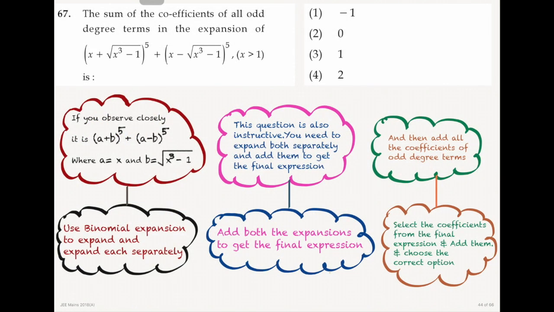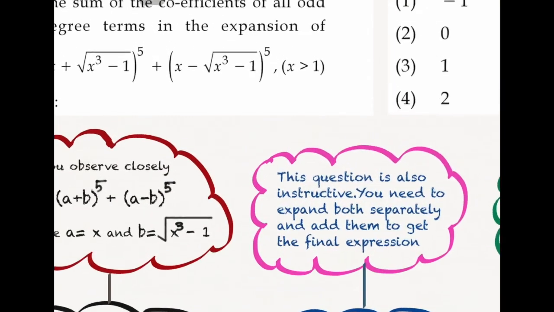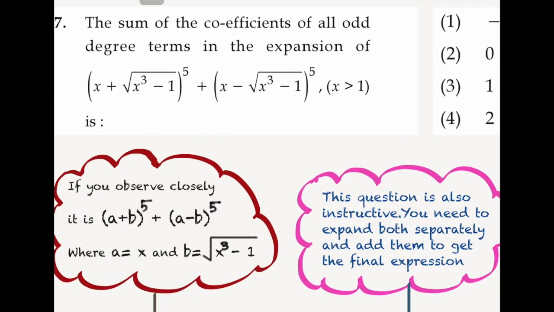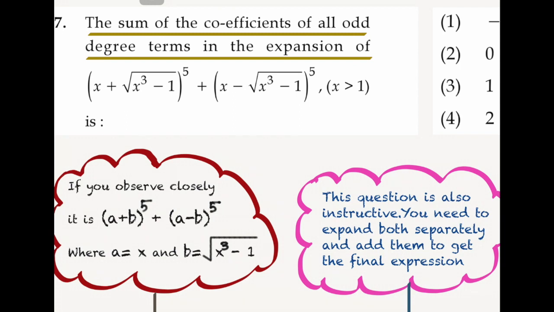Now moving to question number 67. Let's read the question. As you can see, the sum of the coefficients of all odd degree terms in the expansion. So it is not asking about all the degrees, but only the odd degree terms. And what expansion are they talking about?